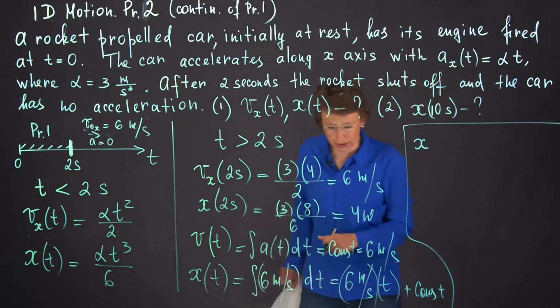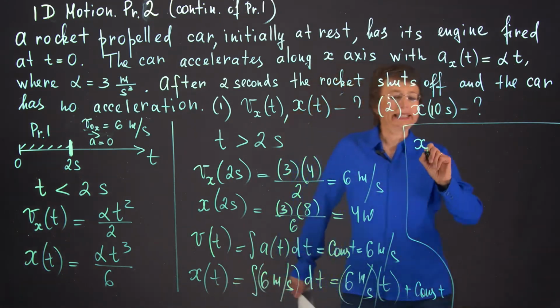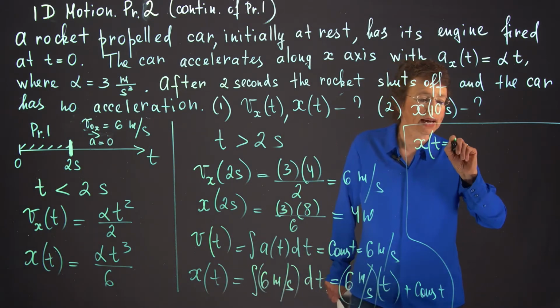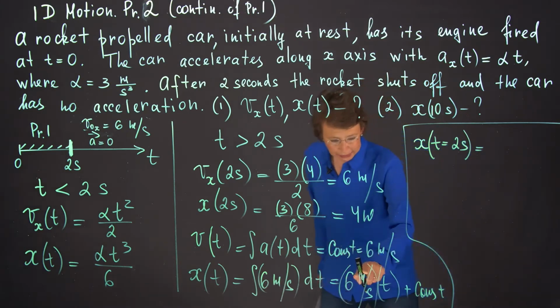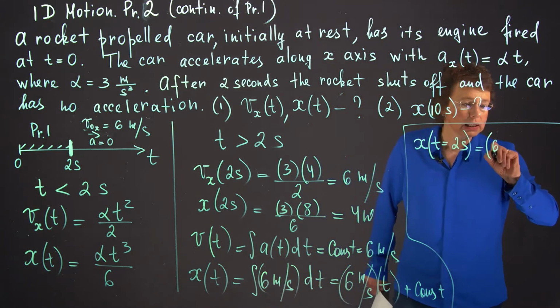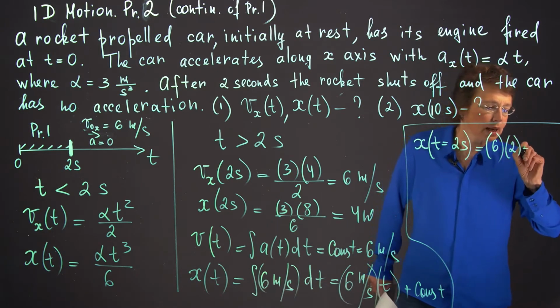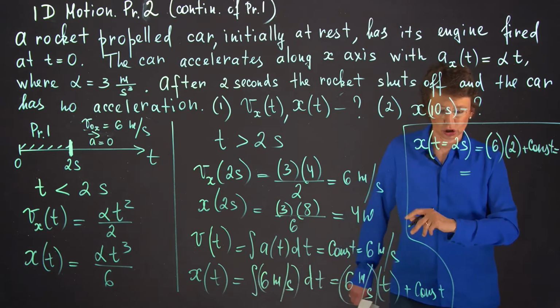Great, we're doing great. So, how to find this constant? I bring time 2 seconds because this is my initial condition now. That's what I know. At time 2 seconds, I bring 2 here. 6 times 2 plus constant. And this is equal to what?